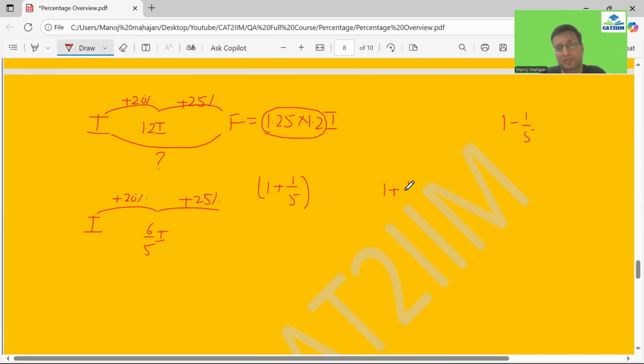So what is the multiplying factor? 1 plus 1 by 4. So what do I get? 6 by 5 into 5 by 4 into the initial value. This is my final value. So this would cancel out.